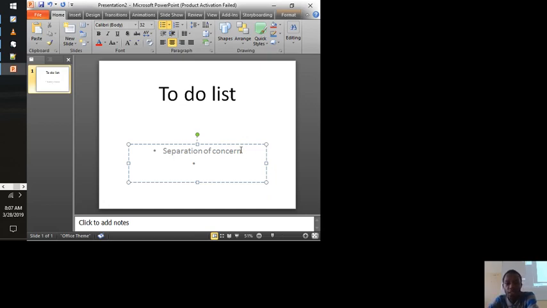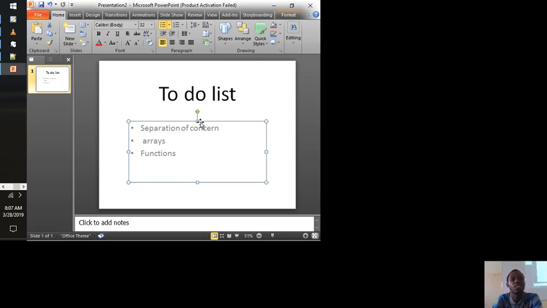And then one other thing we also look at is arrays, and we will look at functions. That's the same concept we've done in JavaScript. We also see those things in, how do you call it, in PHP.